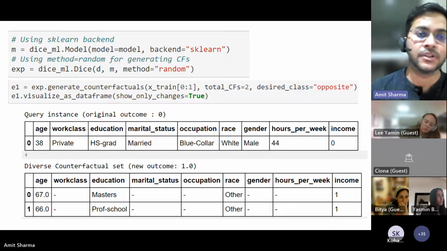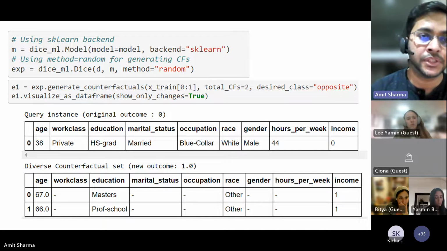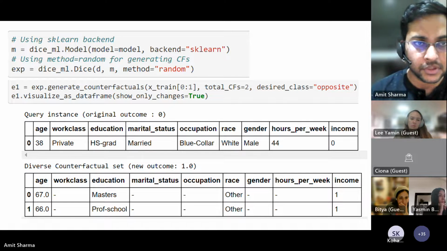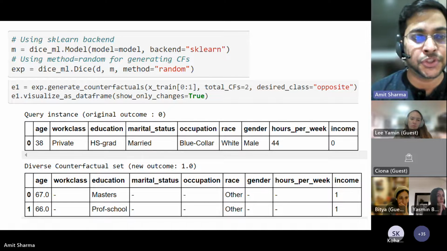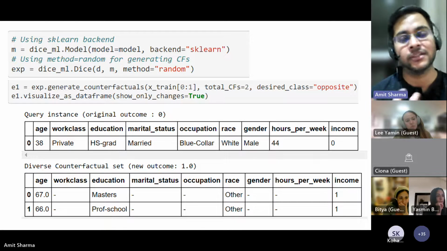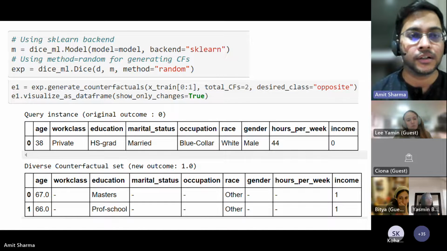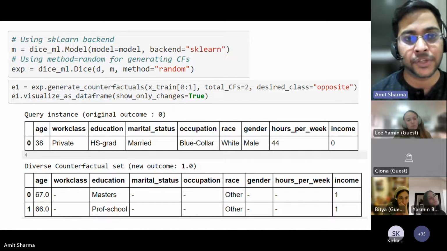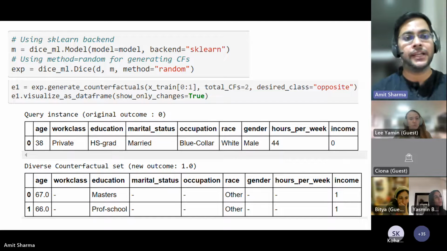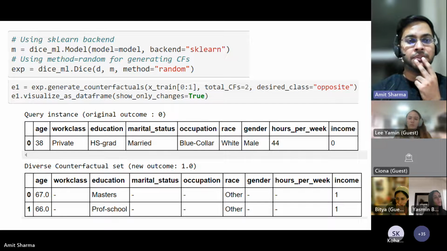And so here's an example of sklearn and using the random method. Just to show you a little bit of the API, what we say is that you first bring in your model, and you also specify which backend there is. So we support PyTorch and sklearn. And then once you've done that, you can initialize this dice object, which essentially is D, M, and the method. And then finally, you have a method that just lets you generate counterfactuals for the dataset that you gave.